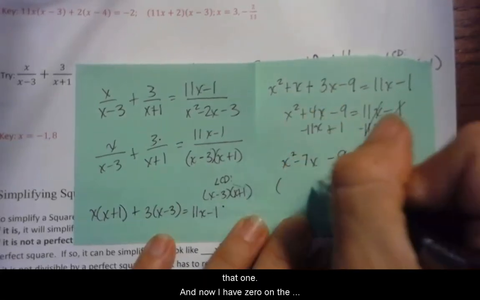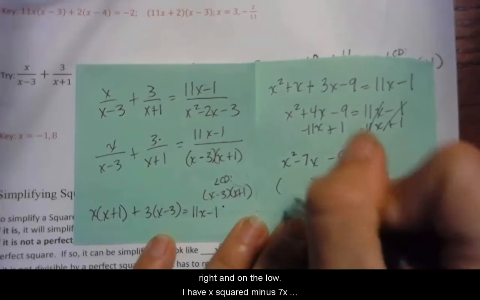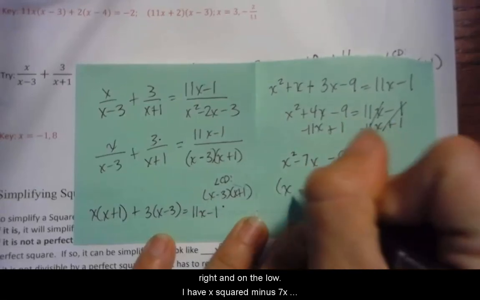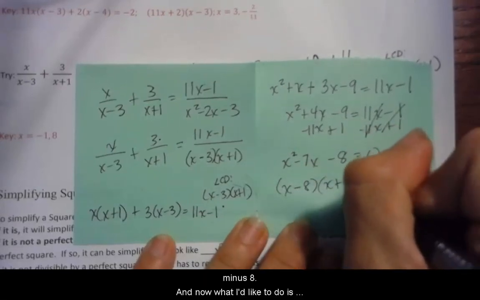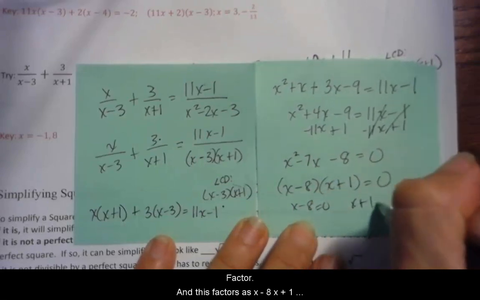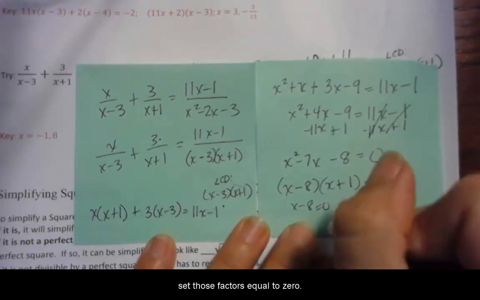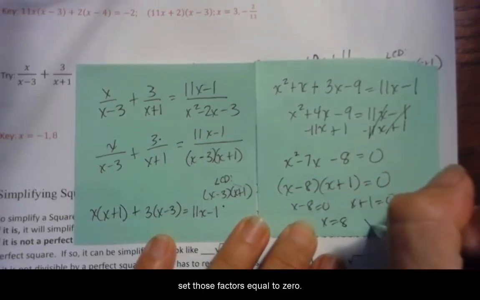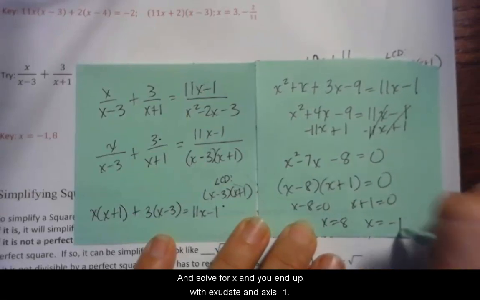And now what I'd like to do is factor, and this factors as x minus 8, x plus 1. Set those factors equal to 0 and solve for x, and you end up with x is 8 and x is negative 1.